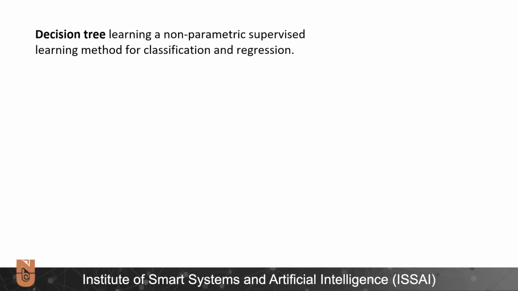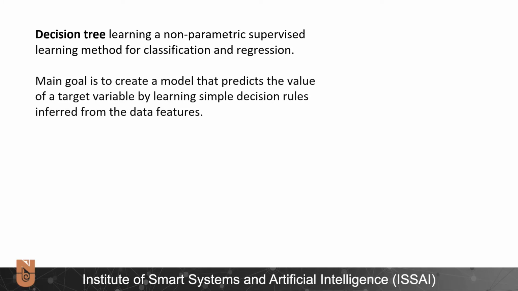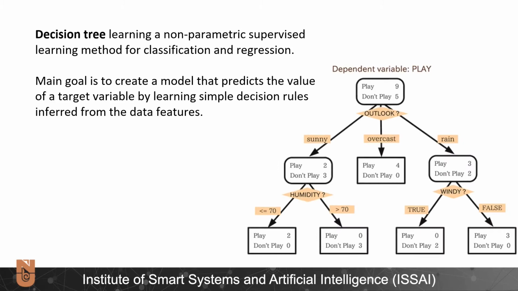Decision tree learning is a non-parametric supervised learning method for classification and regression. Its main goal is to create a model that predicts the value of a target variable by learning simple decision rules inferred from the data features. The decision tree has its root node, nodes, and leaf nodes, and is called a decision tree because it literally looks like a tree.